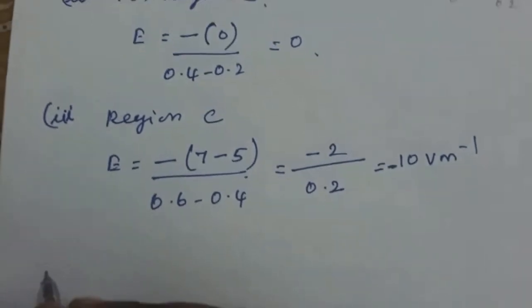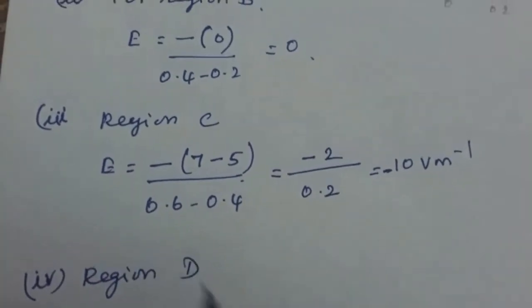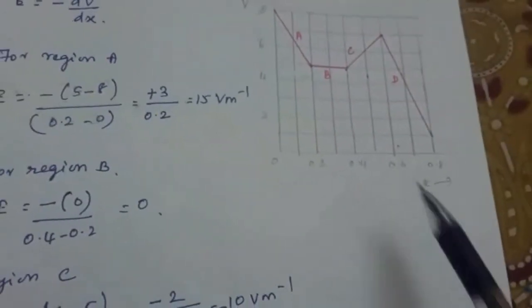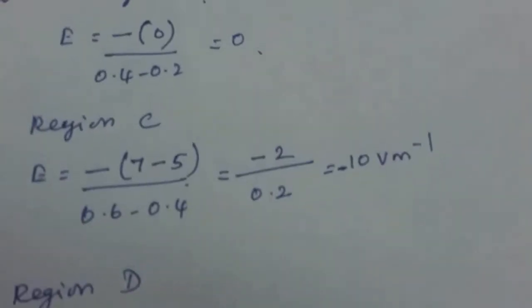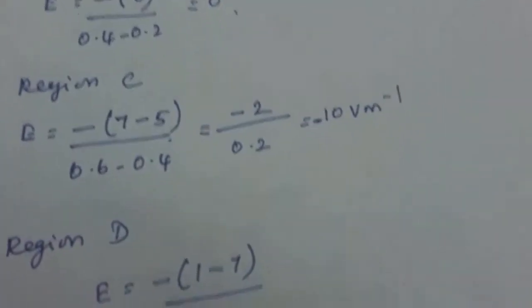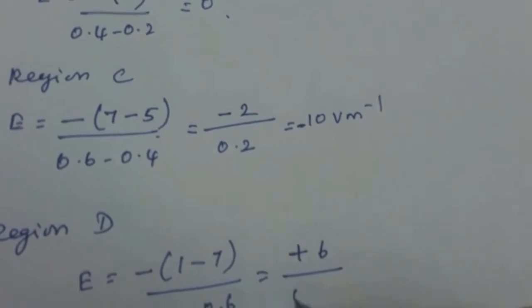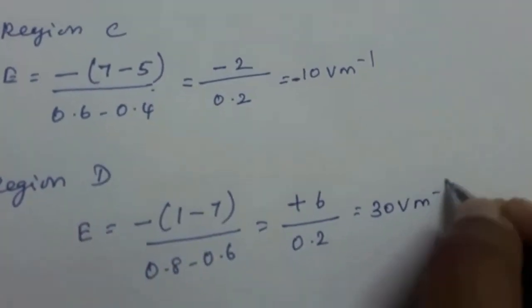Then region 4, that is region D. E is equal to, here in region D your final is 1 and your initial is 7. So it is minus of 1 minus 7, divided by 0.8 minus 0.6. Minus of minus 6 is plus 6 divided by 0.2. That is 30 volt per meter.